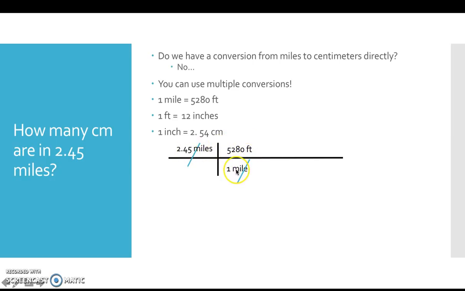Okay, so once I do this math, I'm not going to do it yet, but once I do that math, I'd be left in feet because my miles canceled out. Feet is not what I want to be in, so I need to do another equality. Okay, 12 inches in 1 foot. 1 foot is on the bottom because it needs to be opposite where it started in order to cancel.